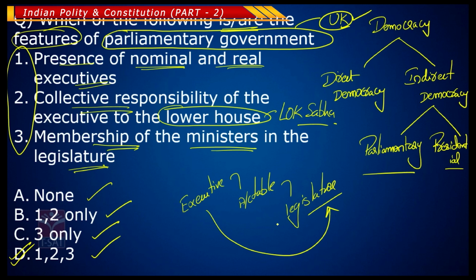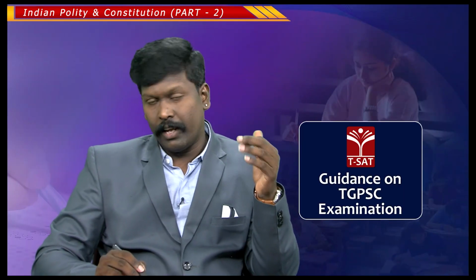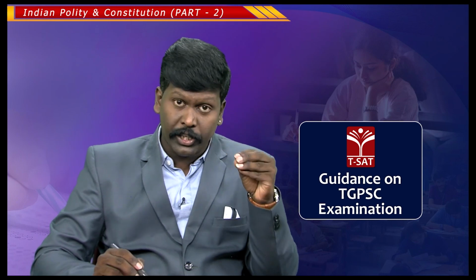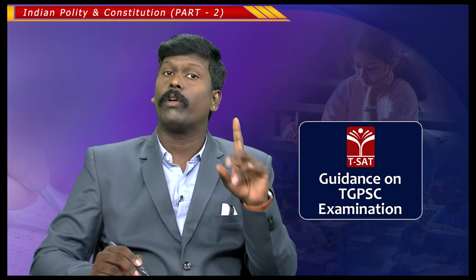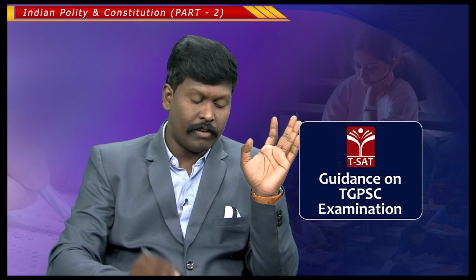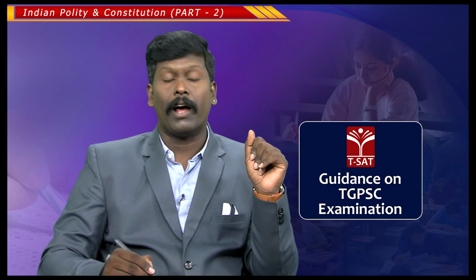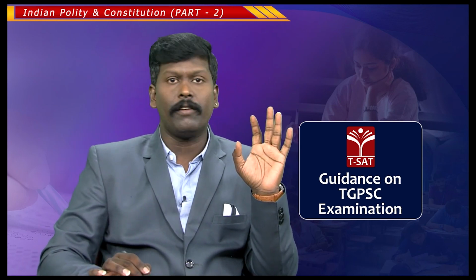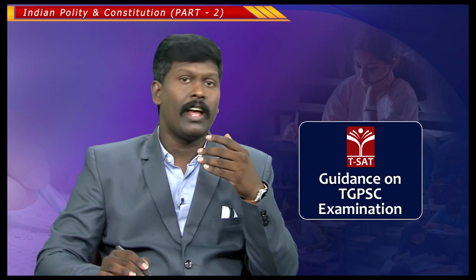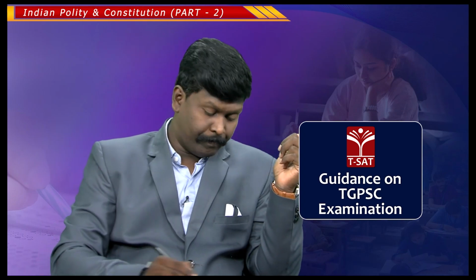President is part of the parliament as per Article 79. As per Article 75, all the ministers must be part of the legislature. If they are not part of the legislature, they have to be made part of the legislature within 6 months as per Article 75. So, all are the parliamentary government features. This is your second question, friends. Let me now go to question number 3.